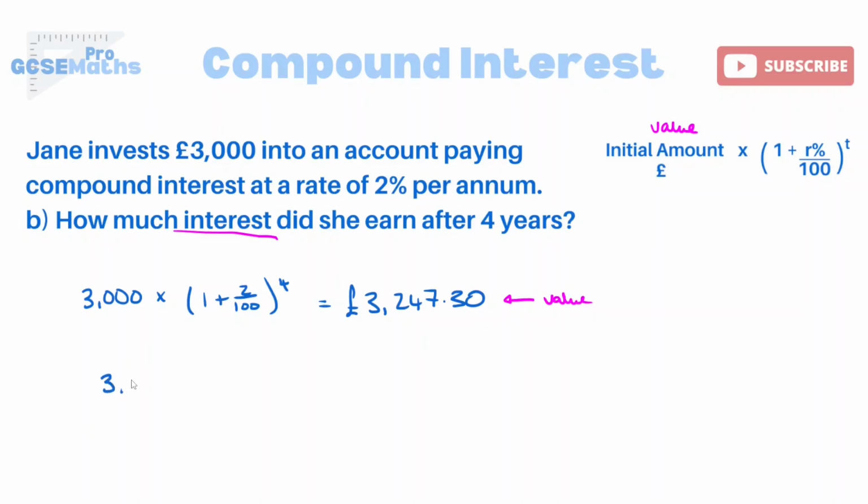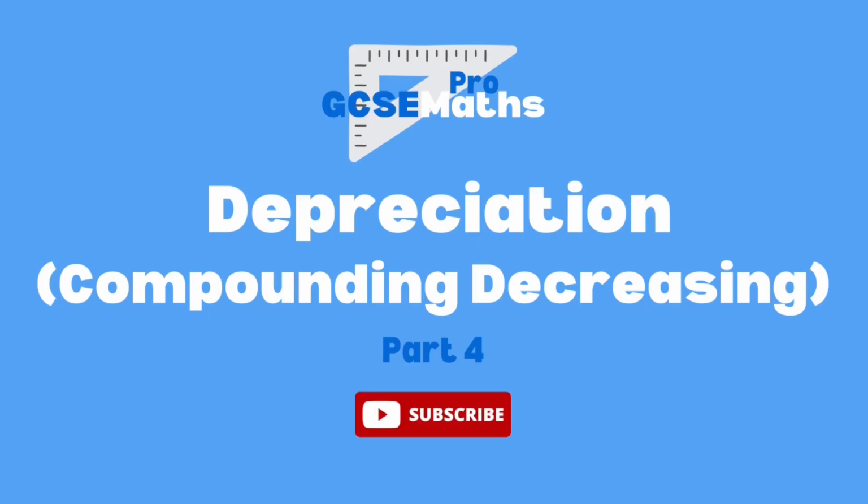So we're going to do 3,247. I mean, you can probably see the answer from here, but just for the sake of getting the working out marks, write it down. Minus 3,000, which was our initial amount. Obviously, that's going to leave you with £247.30. That is the interest across all 4 years, all added together. That's what Jane earned in terms of interest.